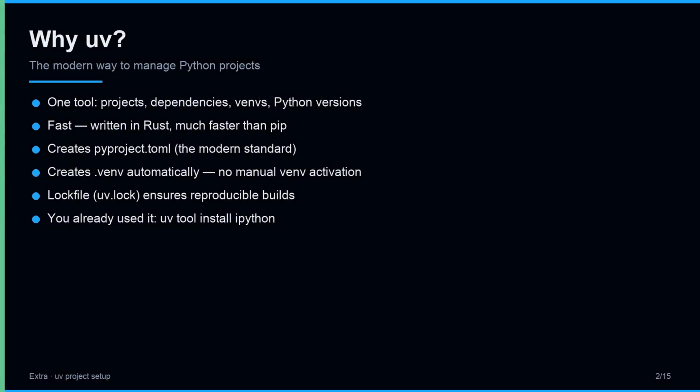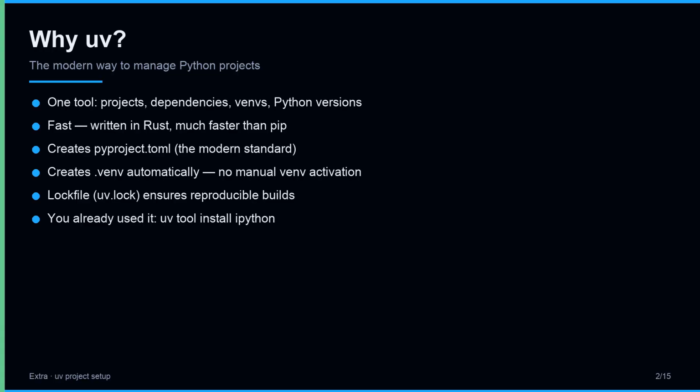Why are we using UV? It is the modern way to manage Python projects. One tool handles everything: project creation, dependency installation, virtual environments, and even Python version management. It is written in Rust, making it much faster than pip. It creates a pyproject.toml file, the modern standard for Python project metadata. It creates a .venv virtual environment automatically, no manual activation needed. And it creates a lock file, uv.lock, that ensures reproducible builds.